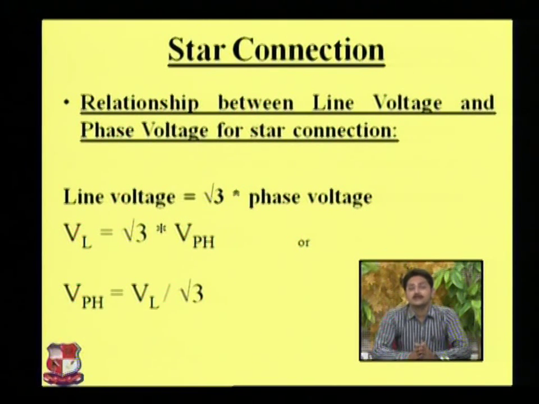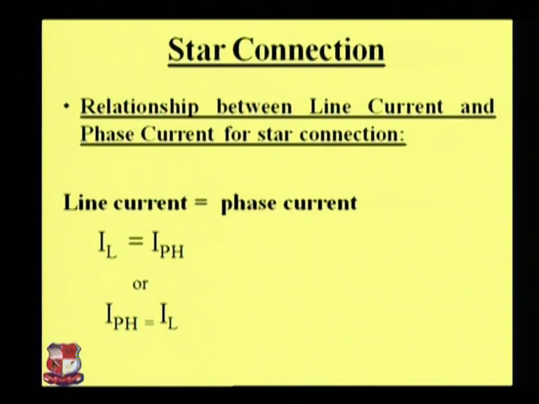Remember one thing, the relations of line voltage, line current, phase voltage and phase current are the opposite of each other in a star connection and in a delta connection. Here in star, the line voltage is √3 times greater than the phase voltage, whereas in delta connection the line current is √3 times the phase current. The next thing, the relationship between the line current and the phase current for the star connection.